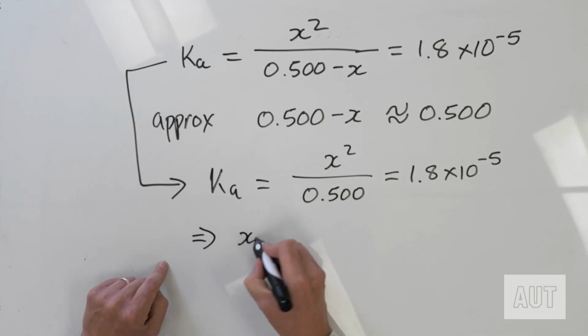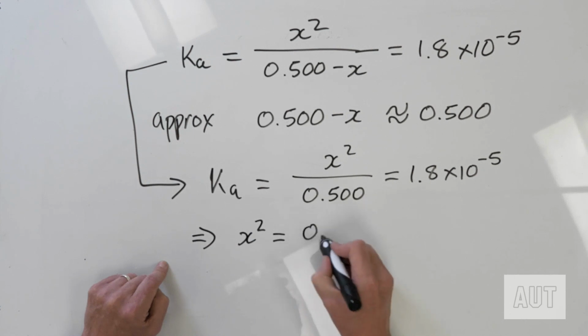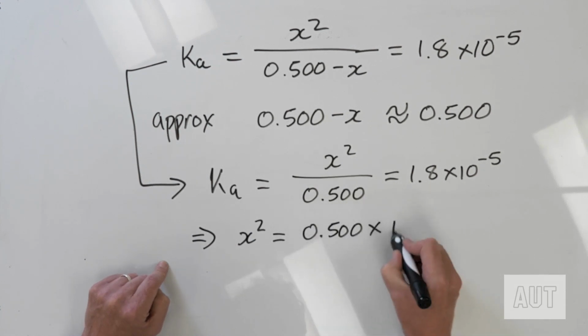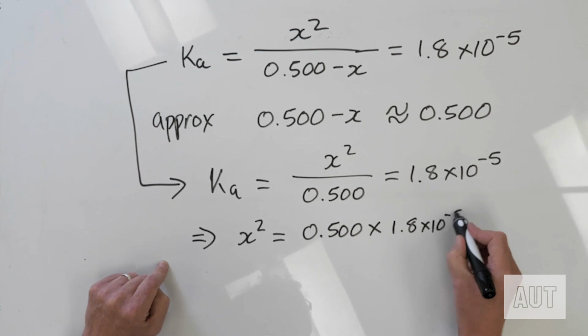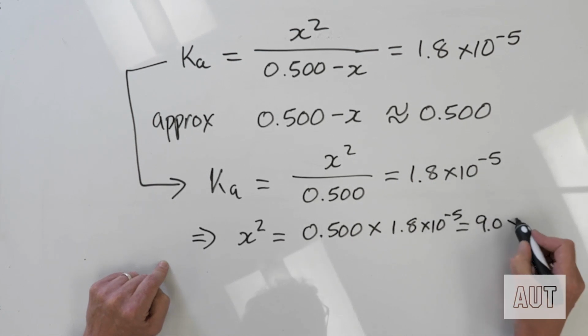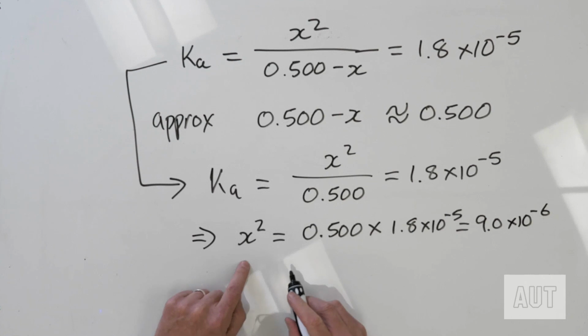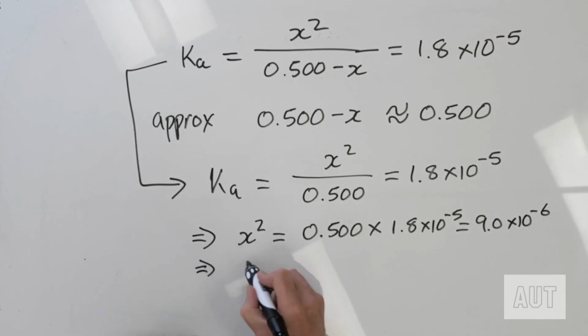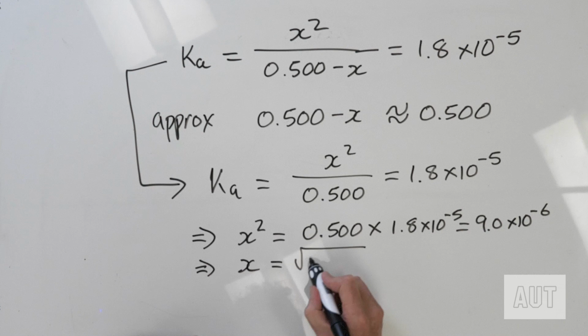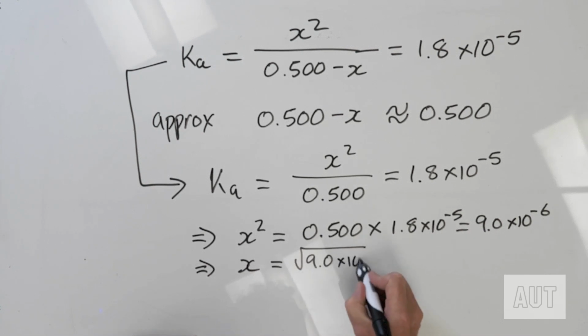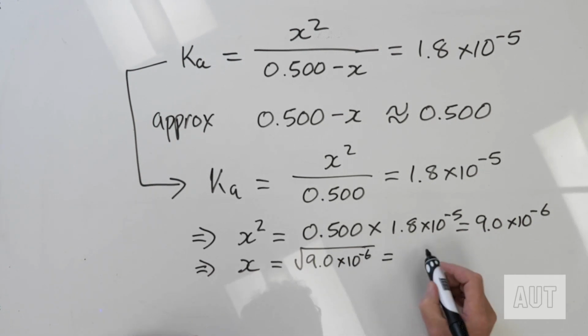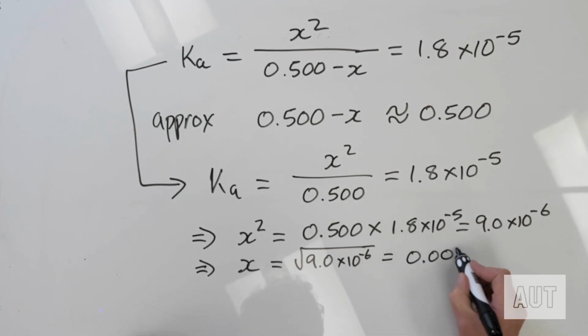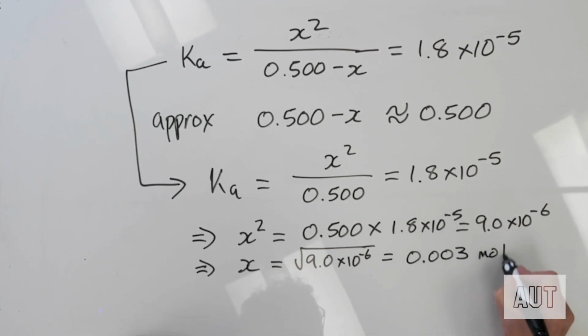Because therefore x squared is equal to 0.500 times 1.8 times 10 to the minus 5, which is equal to 9.0 times 10 to the minus 6. Okay? Therefore, x is equal to the square root of 9.0 times 10 to the minus 6, which is equal to, surprise, surprise, 0.003 mole per litre. You get exactly the same answer as you do when you use the quadratic formula, okay?